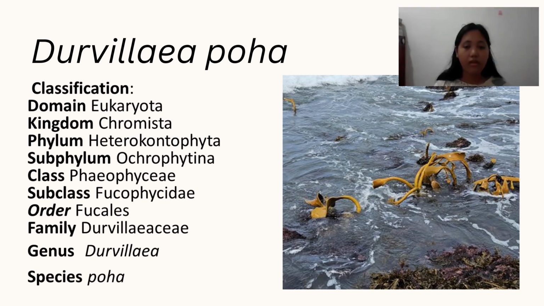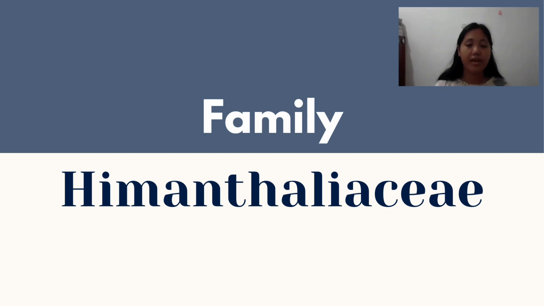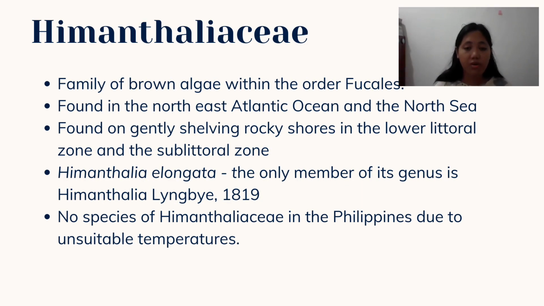Now we're going to talk about the family Himanthaliaceae. The family Himanthaliaceae is a family of brown algae within the order Fucales. They are commonly found in the northeast Atlantic Ocean and the North Sea, mostly on gently shelving rocky shores in the lower littoral zone and the sublittoral zone. The only known species of Himanthaliaceae is Himanthalia elongata, and the only member of its genus. So far, there are no species of Himanthaliaceae in the Philippines due to unsuitable temperatures, meaning it only survives in cold and temperate temperatures.